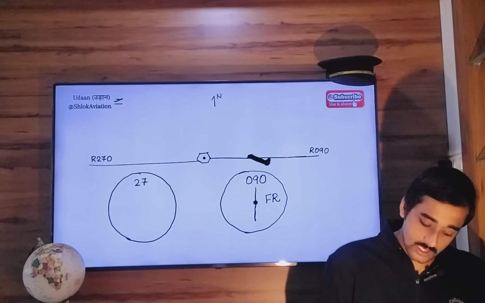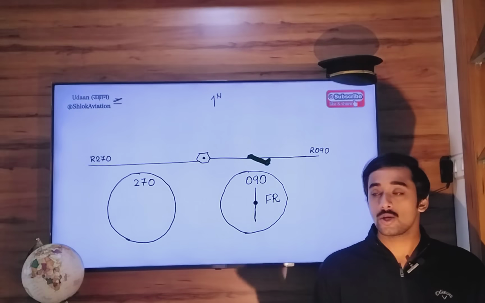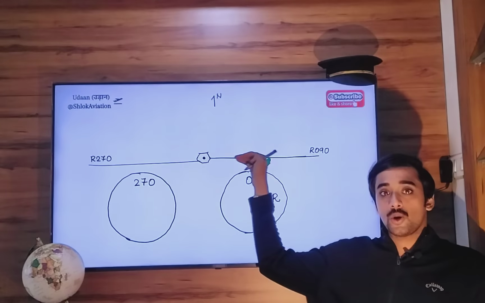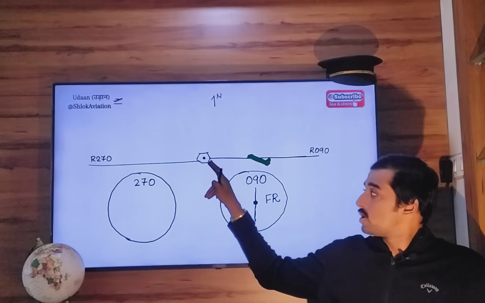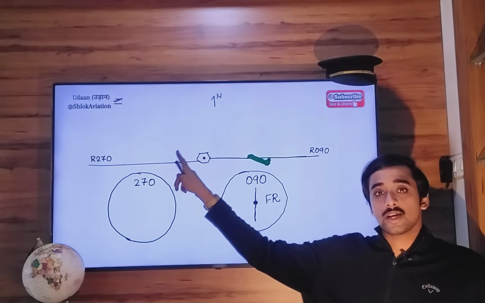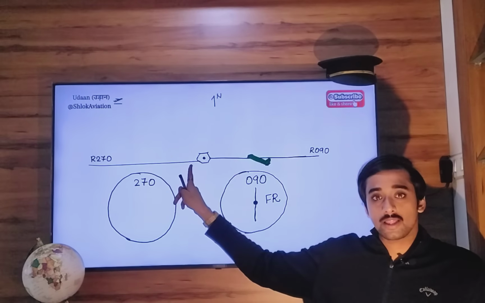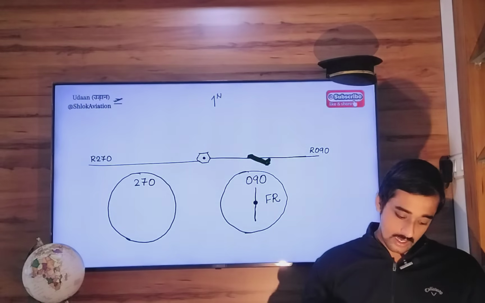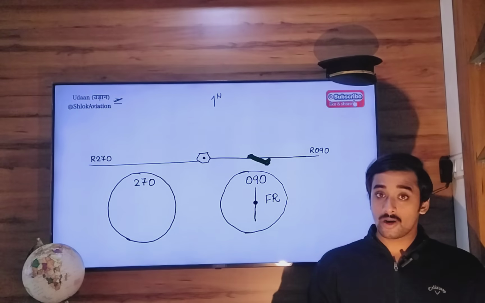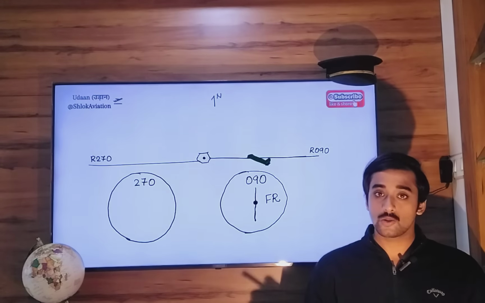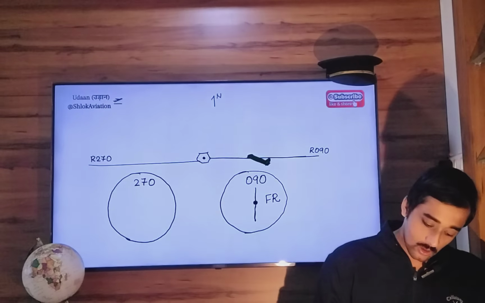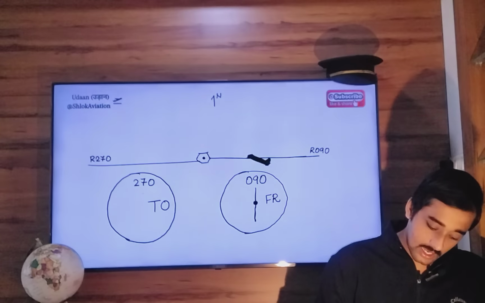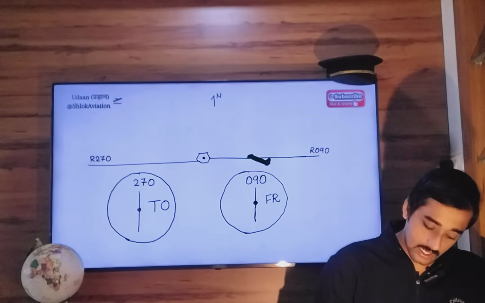The second possibility is, in spite of being on radial 090, you can select an OBS reading of 270, implying you are flying a radial 090 inbound towards the VOR. You overfly this VOR and then transition onto radial 270 and then fly away from the VOR. So when you are on radial 090 and you select 270 in your OBS, you automatically get a TO indication and the CDI needle remains in the center.